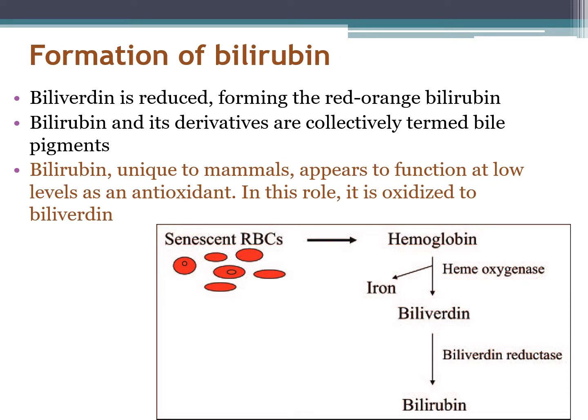Now, formation of bilirubin. Biliverdin is reduced, forming the red orange bilirubin, and its derivatives are collectively termed bile pigments. So if anyone asks what a bile pigment is, we can say that bilirubin and its derivatives are called bile pigments. And bilirubin in small quantity can function as an antioxidant.